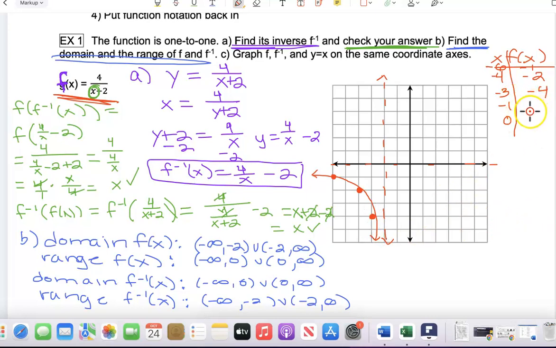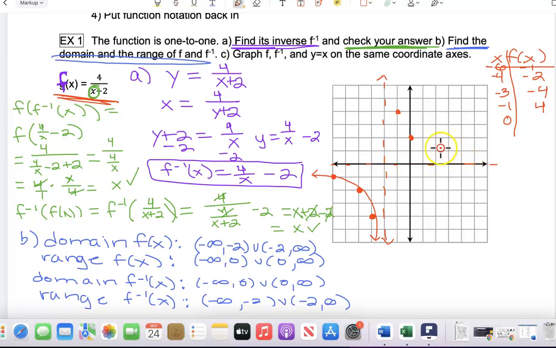And then if I pick up the -1, -1 plus 2 is 1. 4 divided by 1 is 4. So I have -1, 4. Then if I plug in 0, that gives me 4 over 2, which is 2. Again, if you feel like you need more points, I can pick additional points if I want.